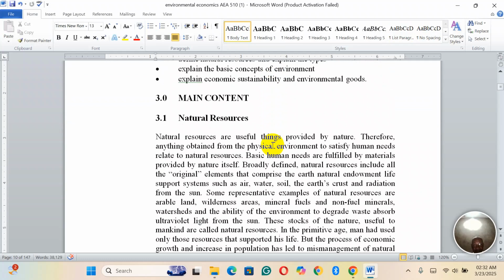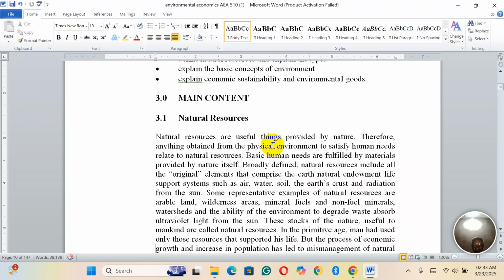What are natural resources? They are useful things provided by nature. Therefore, anything obtained from the physical environment to satisfy human need relates to natural resources. The basic human needs are fulfilled by material provided by nature itself, as broadly defined.